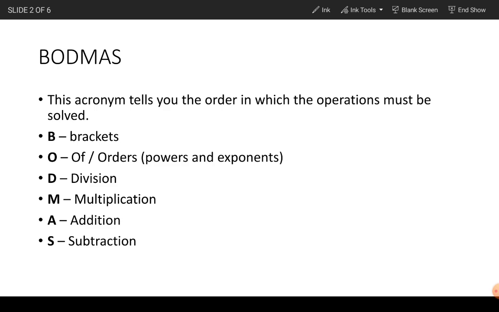B stands for brackets, O stands for off. Off is similar to multiplication, but when you have off as well as multiplication present in the same equation, you will always solve off first. O can also stand for orders. By orders, I mean terms like x square or 4 cube and exponents and so on, 36 to the power half, root under 9 and so on.